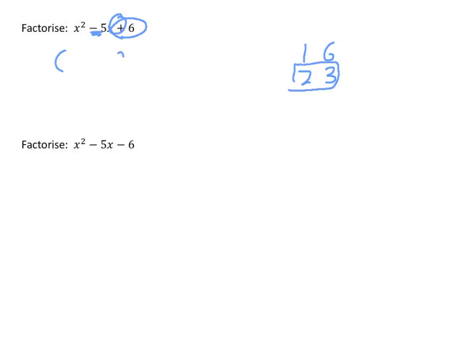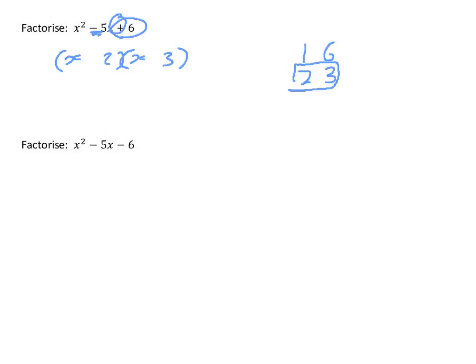So in my brackets, I'm going to have an x in each bracket. One bracket's going to be 2, one bracket's going to be 3. And the order of that doesn't matter. You could have put 3 in the first bracket, doesn't really matter. So we've added the factors to get 5.